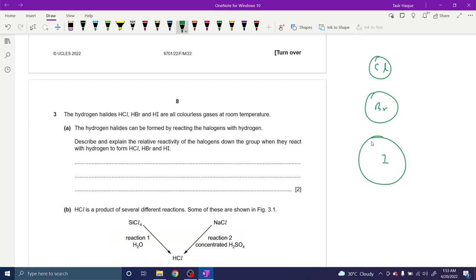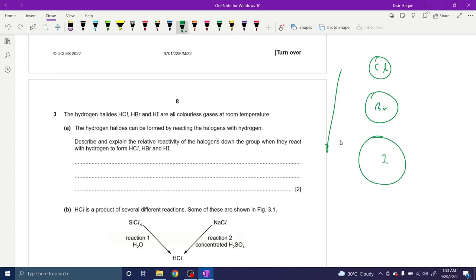Chlorine can easily oxidize hydrogen, right? Why? Because it has a smaller atomic radius, and it has higher electronegativity, right? So it is more likely to attract or take the electron from hydrogen. So as we go down the group, what happens? Size increases, electronegativity decreases, they are less likely to attract the electron, right? And they become weaker oxidizing agents.